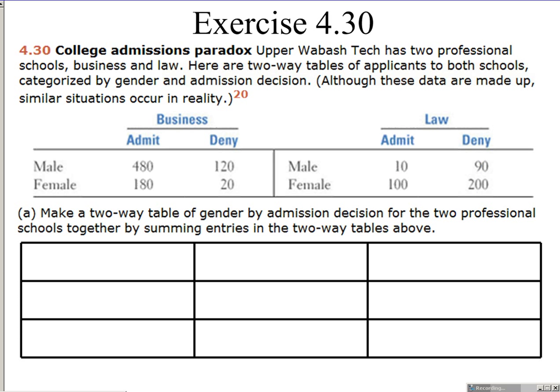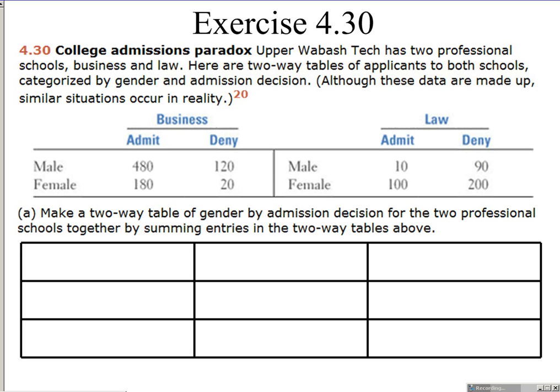And if you read about this in your book, it's a situation in which a college was sued because of its admission standards, and during the trial, Simpson's Paradox was brought up to show that the reason they were being sued was really not a valid reason, and you'll see that same thing here when we go through this problem. We want to make a two-way table of gender by admission decision for the two professional schools together by summing the entries of the two-way table.